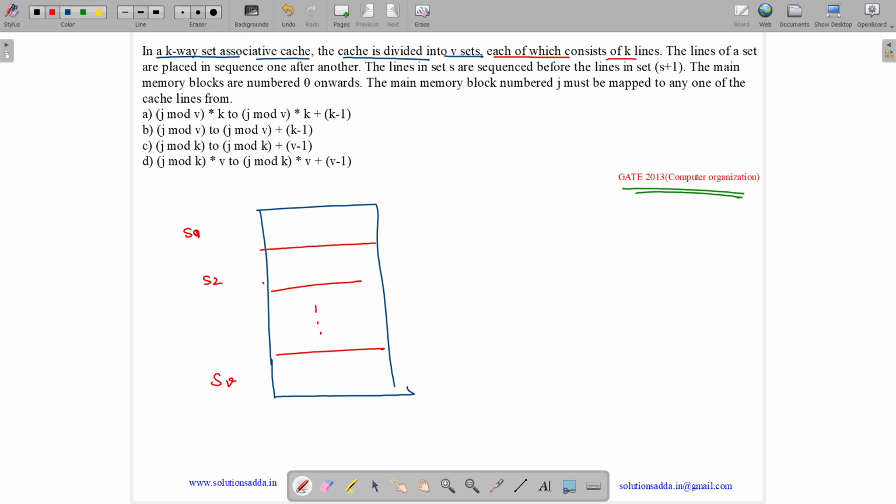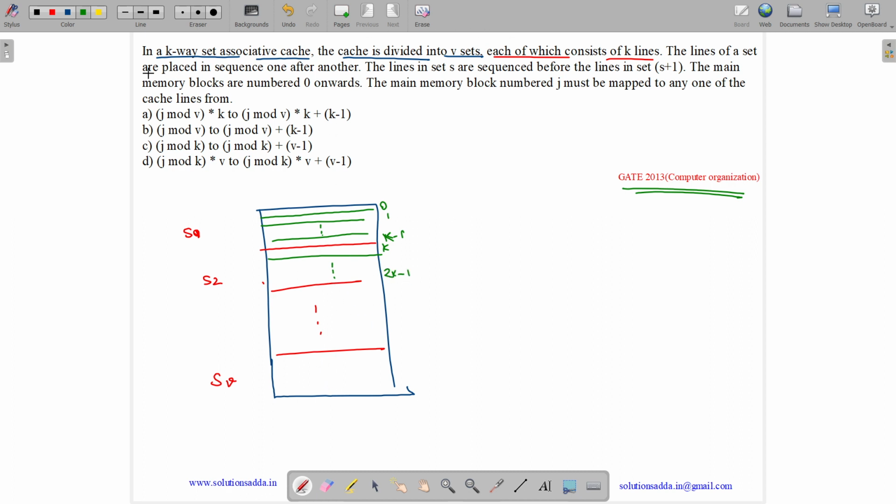Each of which contains k lines. So each set will have k lines. Let us assume that this is line 0, this is line 1, up to line k minus 1. The next set will have line k and so on, till k plus k minus 1, which is 2k minus 1. It will go on like this.